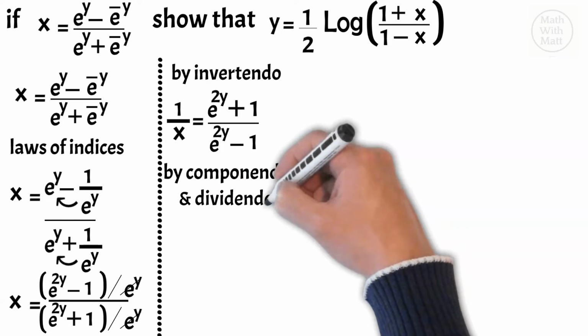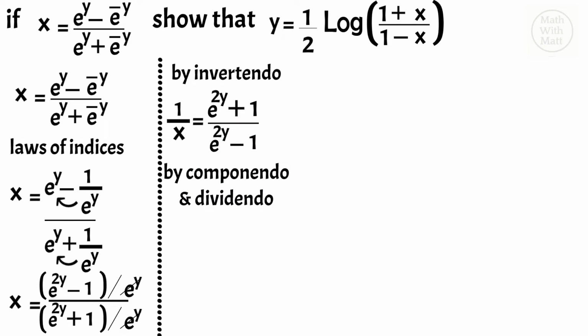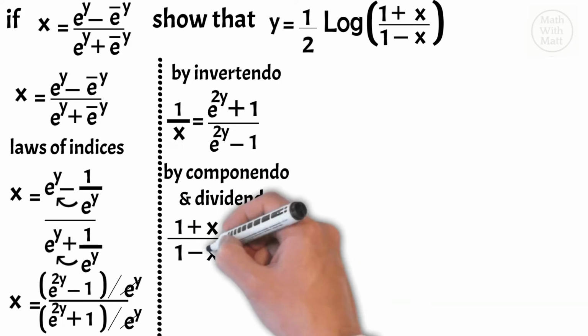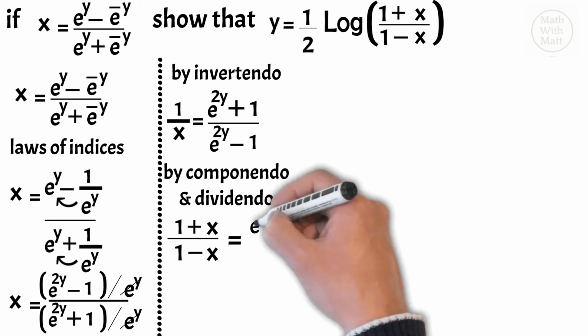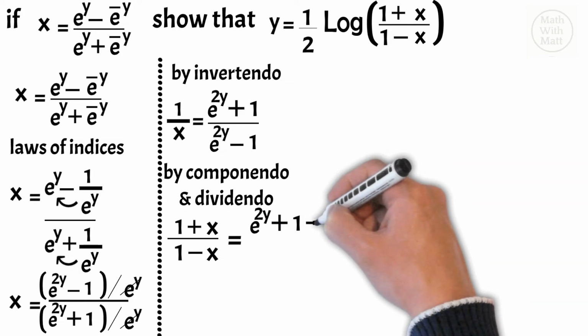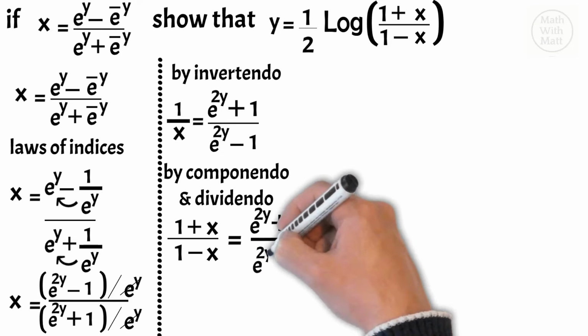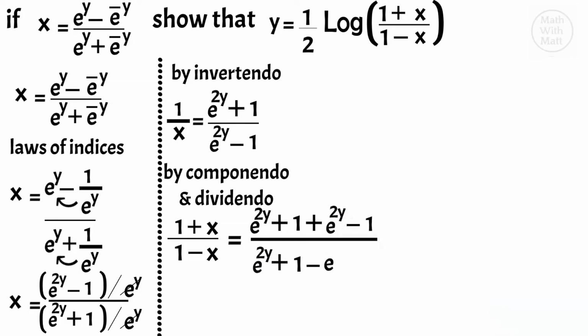Now we use componendo and dividendo, where componendo adds the denominator value to the numerator, in the numerator, and in dividendo, we subtract the numerator from the denominator, in the denominator. Which leads to (1 plus x) upon (1 minus x) on the left-hand side. And on the right side, (e power 2y plus 1 plus e power 2y minus 1) upon (e power 2y plus 1 minus e power 2y plus 1).